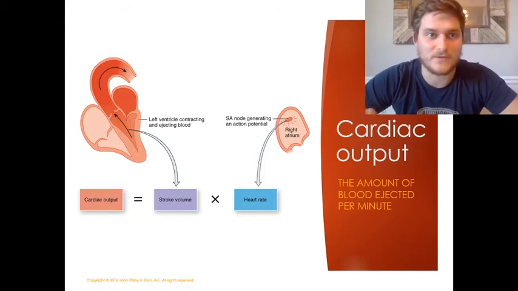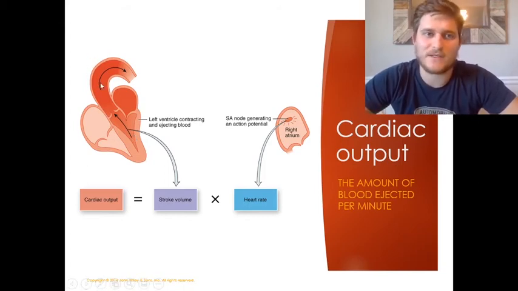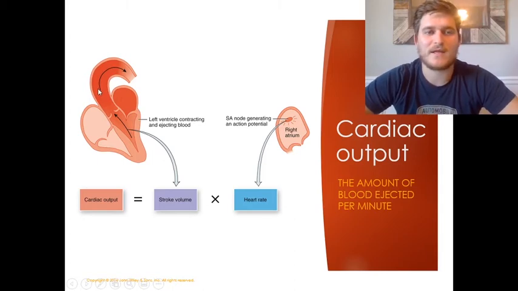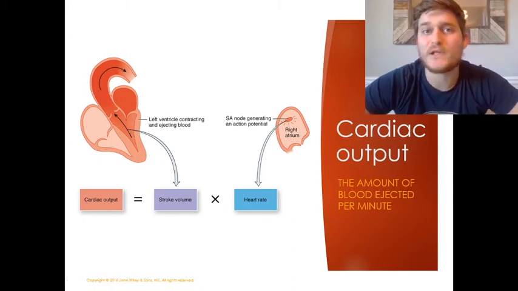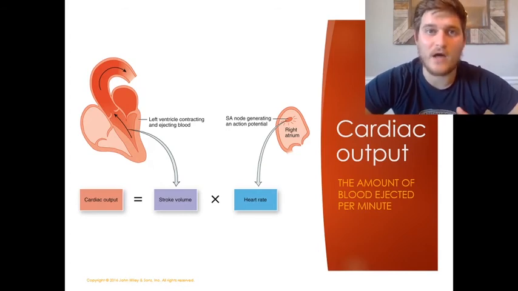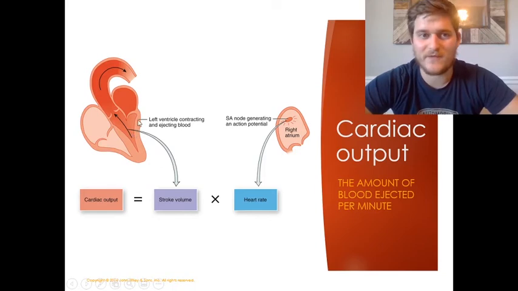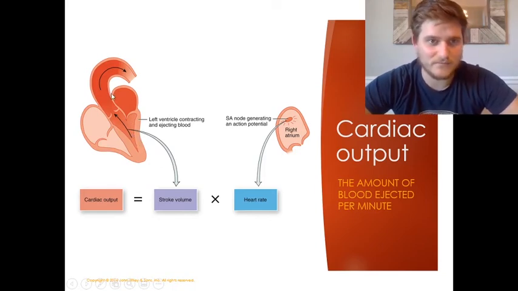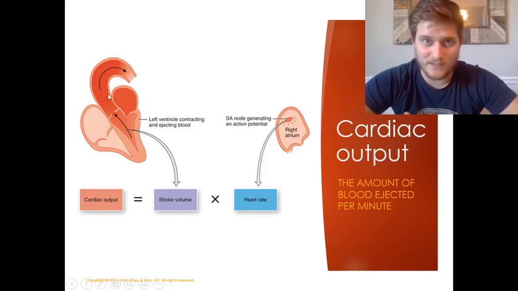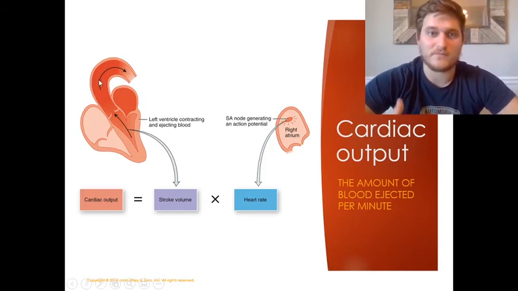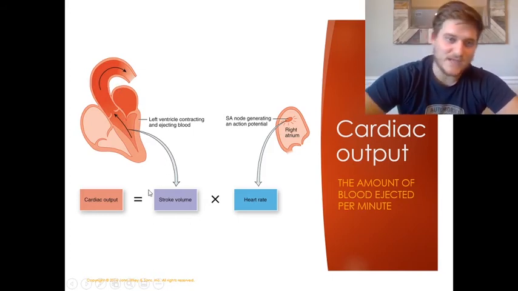But the opposite's also true. The less arterial blood pressure we have, then less afterload and therefore higher stroke volume. Preload and afterload are volume dependent, meaning that preload depends on the amount of blood that's filling up the ventricles, and afterload's dependent upon the amount of blood that's in the arterial circulation. So those are both volume dependent variables that impact stroke volume.